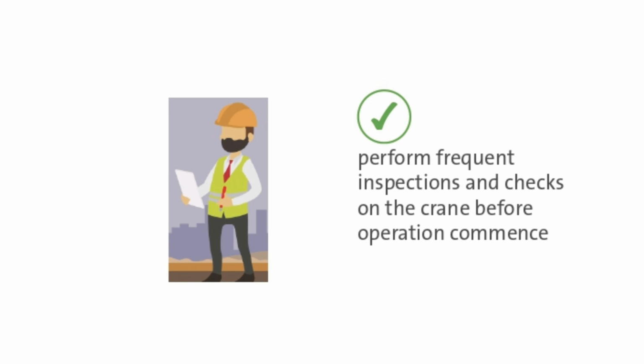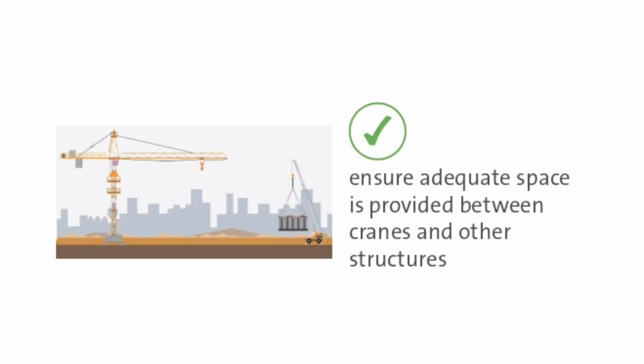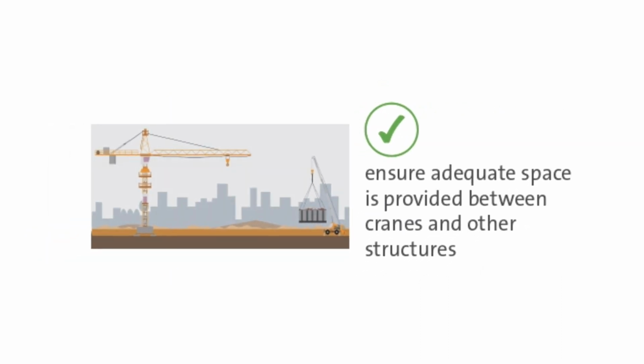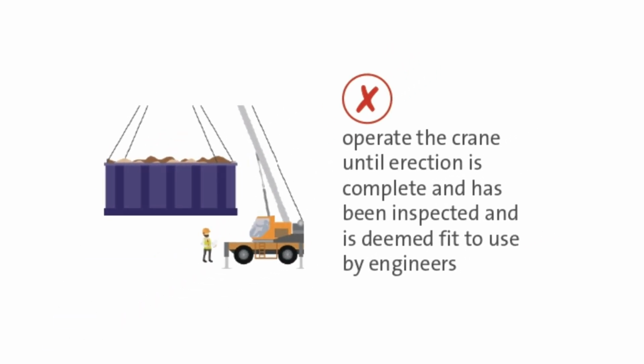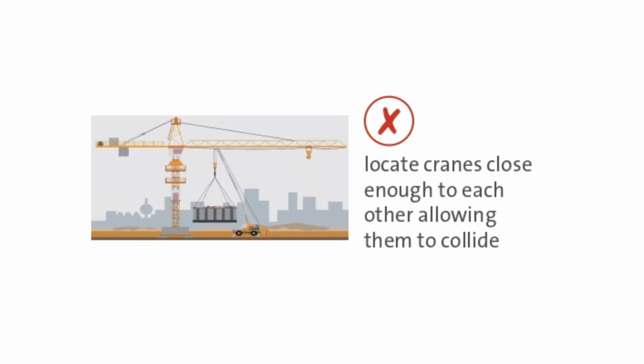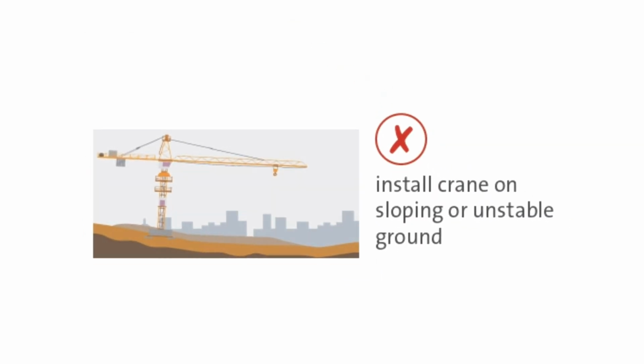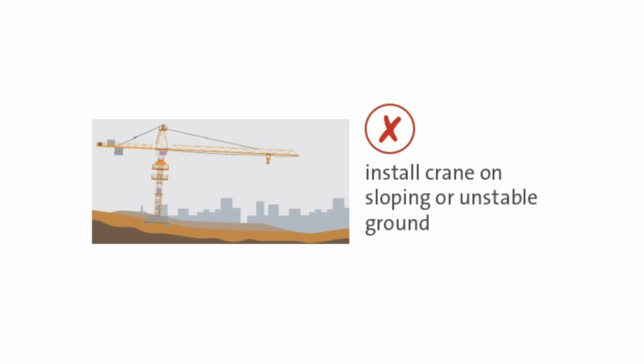Do's and don'ts: perform frequent inspections and checks on the crane before operation commences. Ensure adequate space is provided between cranes and other structures. Ensure stability and levelness of the ground before installation. Don'ts: operate the crane until erection is complete and has been inspected and is deemed fit to use by engineers. Locate cranes close enough to each other allowing them to collide. Install crane on sloping or unstable ground.